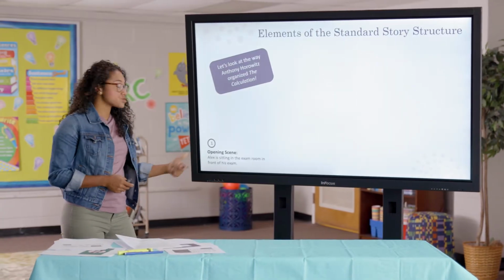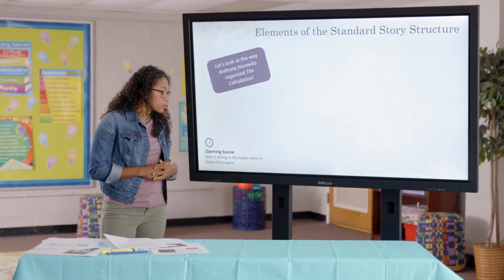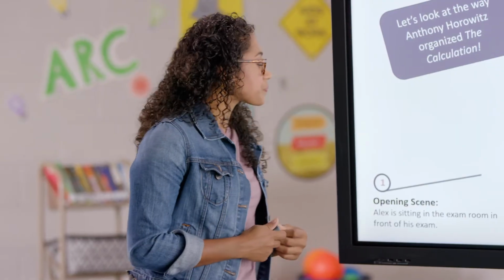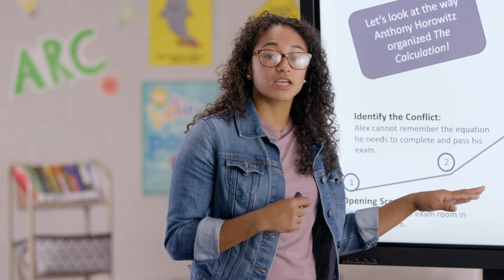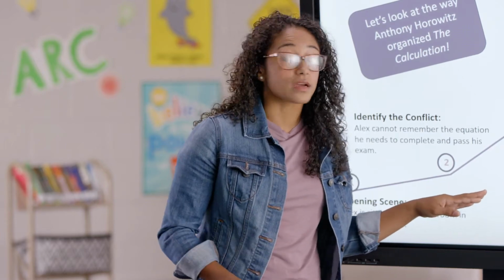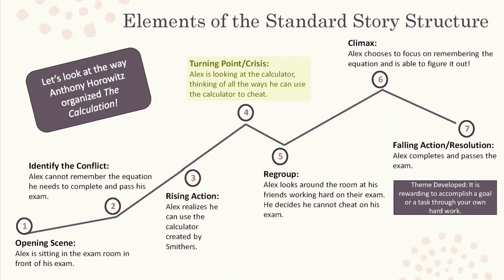At the beginning of the story, Alex is sitting in the exam room in front of his exam. Then we identify the conflict. He cannot remember the equation he needs to complete and pass his exam. Then Alex realizes he can use the calculator created by Smithers. The turning point or crisis of this story is when Alex is looking at the calculator and thinking of all the ways he can use the calculator to cheat on this exam.